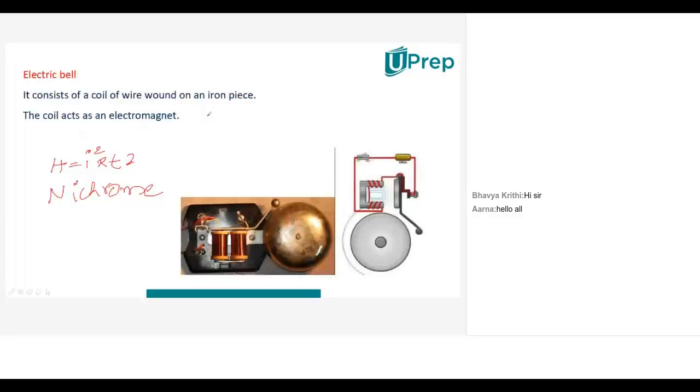Generally, where do we use this electromagnet? It will be used in an electrical bell. Sir, not only an electrical bell, sir. Speakers. Very good. It will be used in speakers. It will be used in some kinds of machines also. Yes, sir. In machines, they use it.